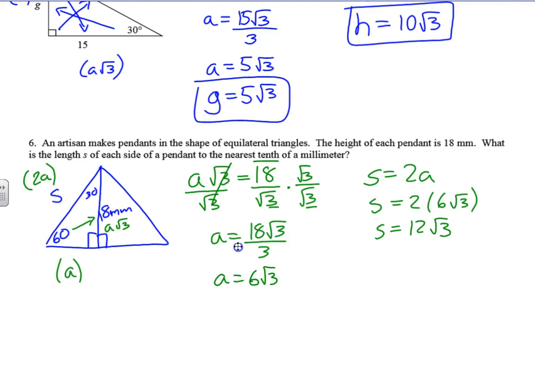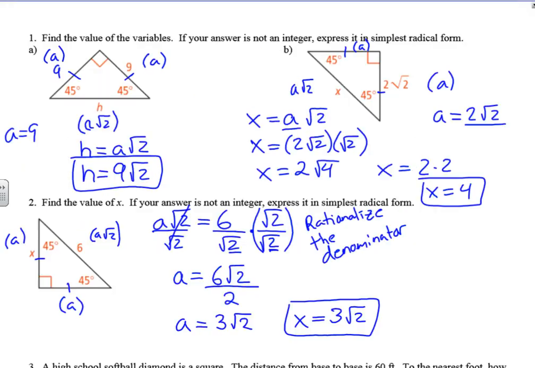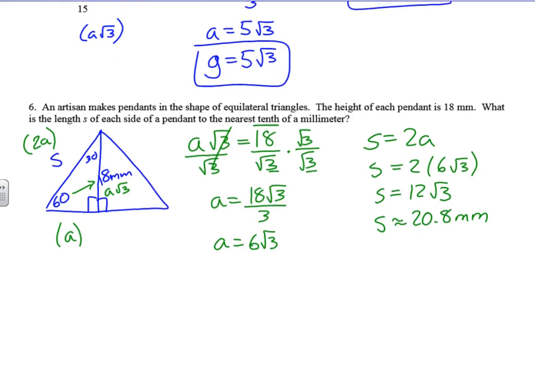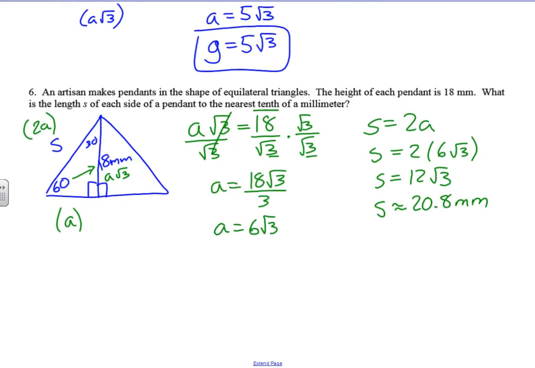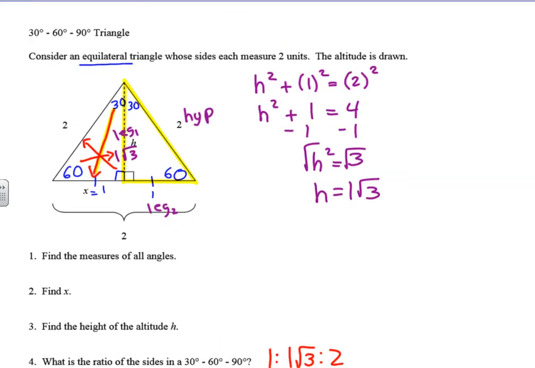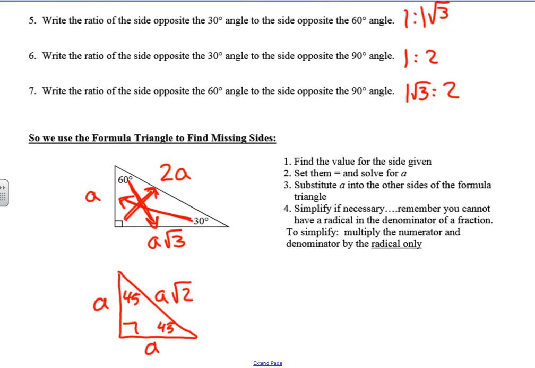So we're going to put that in our calculator, and we're going to find that S is approximately 20.8 millimeters. That is the side. Actually, in these examples, we did the harder of the two. So the key is for us to look at both of these, make sure we understand the ratios, and then solve for A and substitute it in to find the side that you're working on.